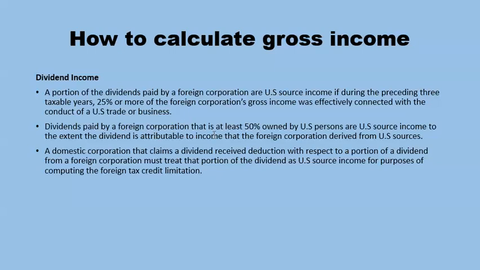Dividends paid by a foreign corporation that is at least 50% owned by US persons are US source income to the extent the dividends are attributable to income that the foreign corporation derived from US sources. A domestic corporation that claims a dividends received deduction with respect to a portion of a dividend from a foreign corporation must treat that portion of the dividends as US source income for purposes of computing the foreign tax credit limitation.